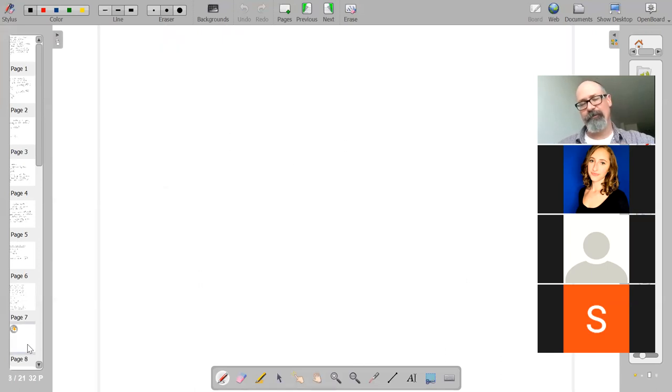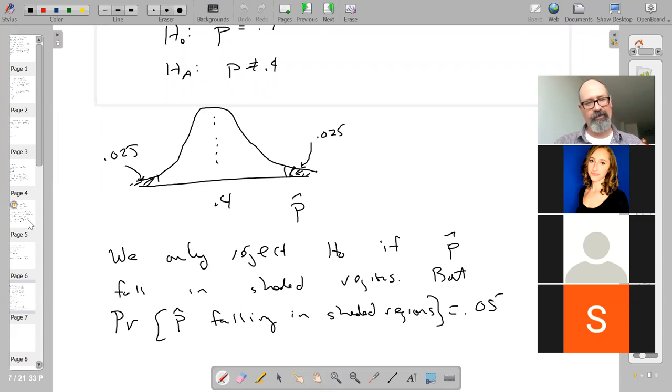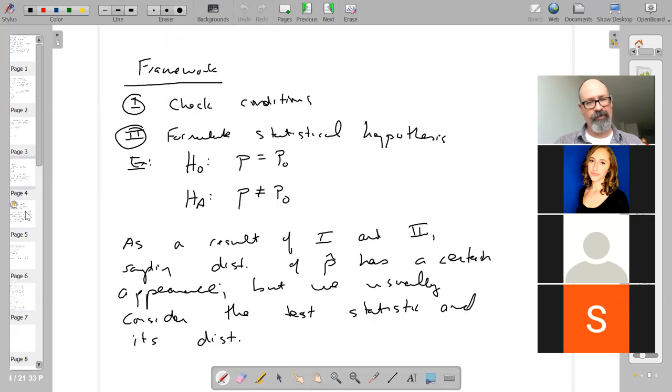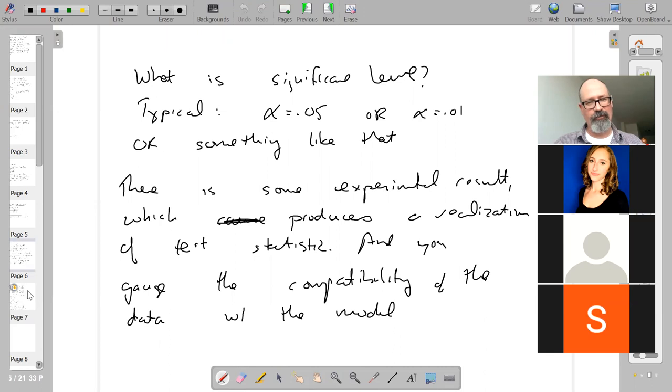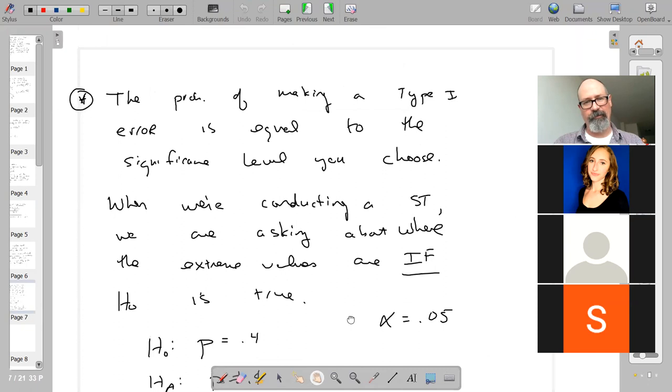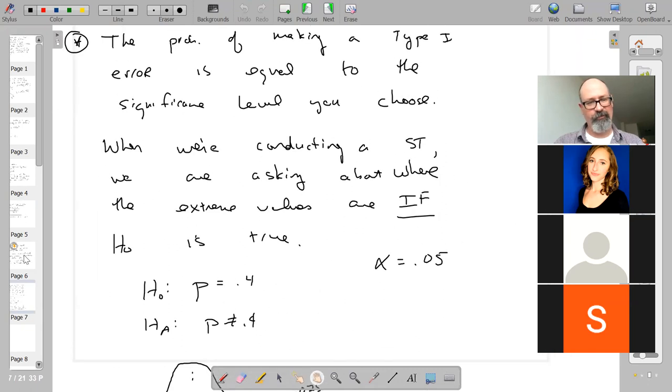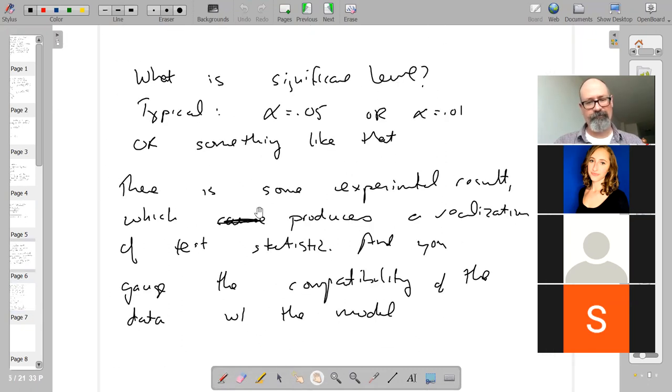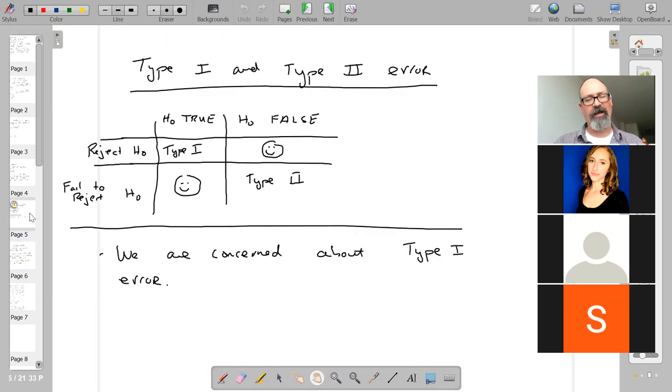And so type two error, so going back to the matrix of possibilities, oops, I think I went too far. Where did I put that? Right here, I think. If you think about the type two error, wait, it's not on this page at all. Where did I put that? No, it's somewhere. Ah, there it is.